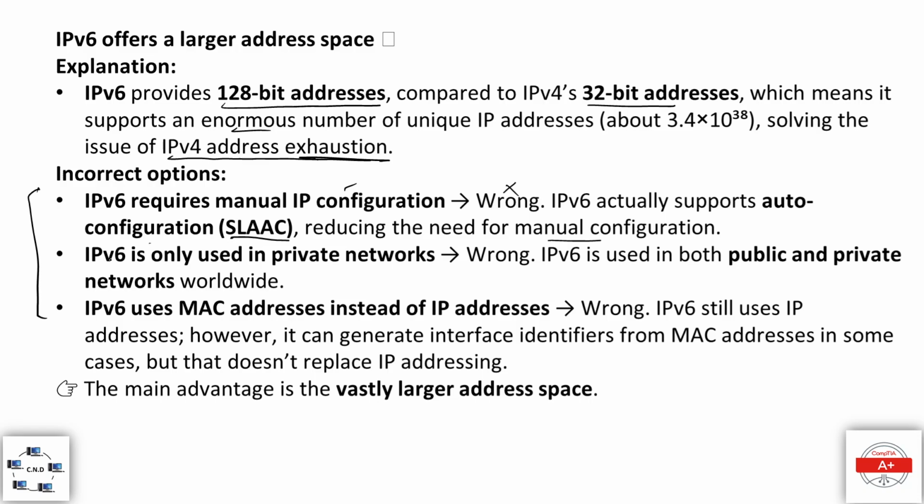The second incorrect option is IPv6 is only used in private networks. So it is again wrong. IPv6 is used in both public and private networks worldwide. And the third incorrect option is that IPv6 uses MAC addresses instead of IP addresses. It is again wrong. IPv6 still uses IP addresses. However, it can generate interface identifiers from MAC addresses in some cases, but that does not replace IP addressing. So the main advantage of using IPv6 is the vastly larger address space.